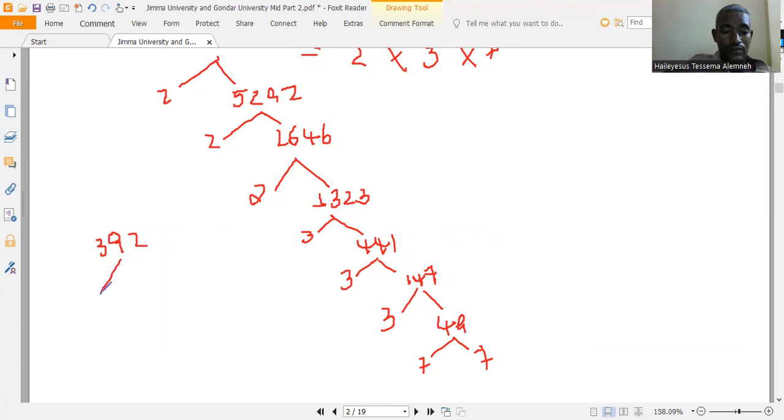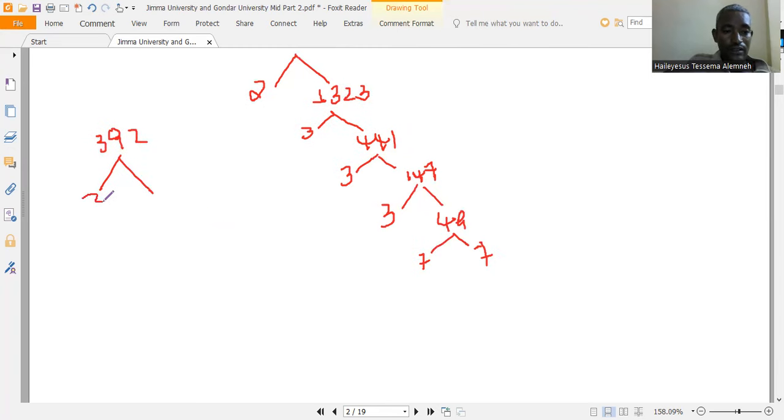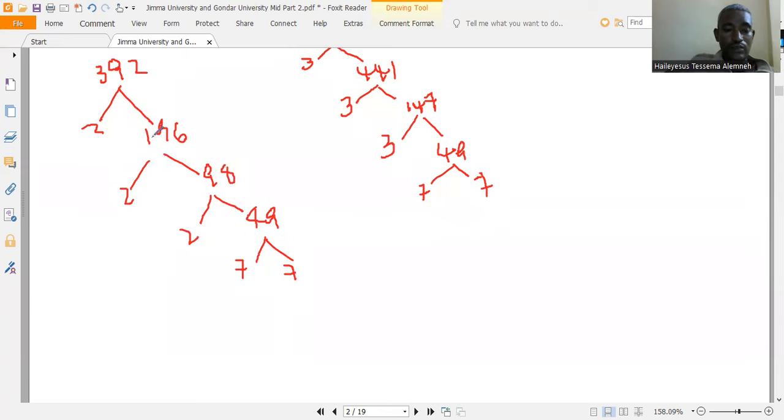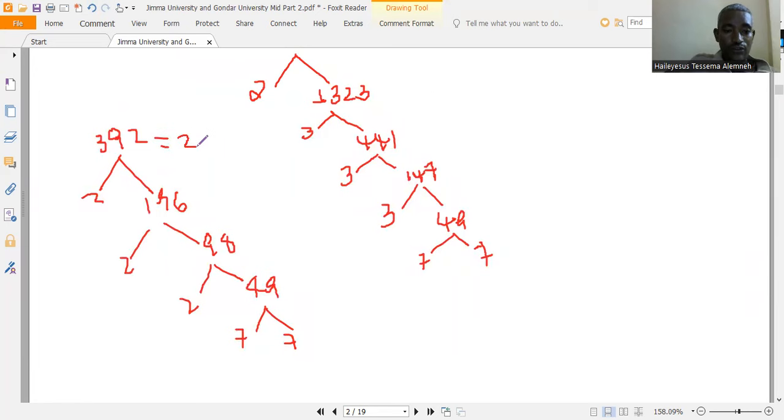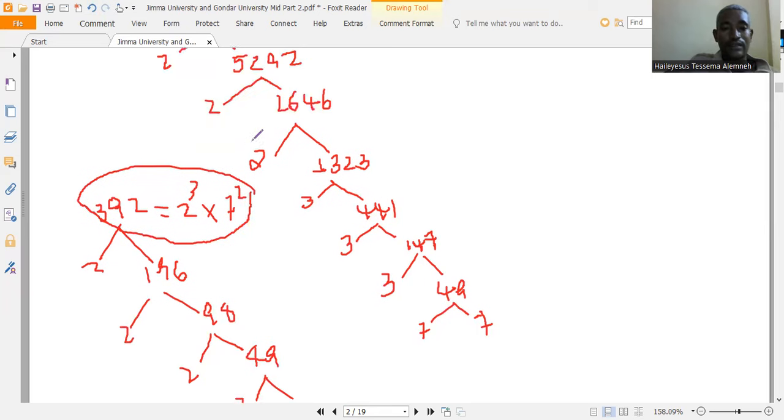The other is 392. Let's write 392 as a product of its prime factors. Dividing by two gives 196. Dividing 196 by two gives 98. Dividing 98 by two gives 49. Dividing 49 by seven gives 7. So 392 in prime factorization is 2 to the power of 3 times 7 to the power of 2. You see, 392 is written like this.